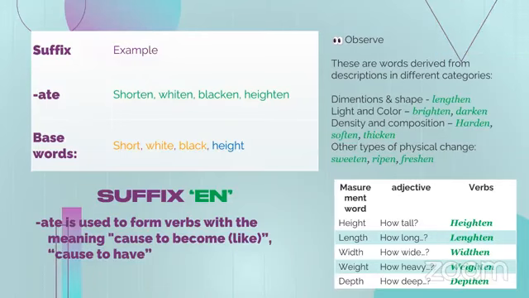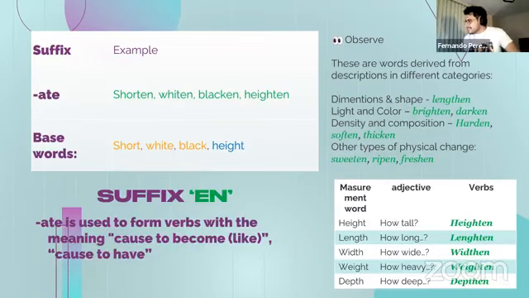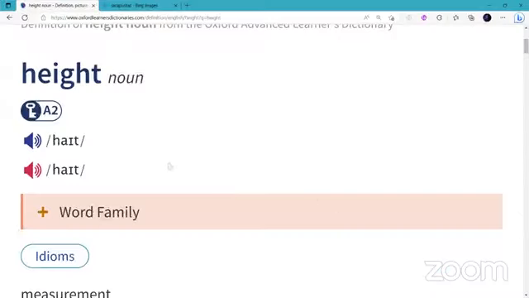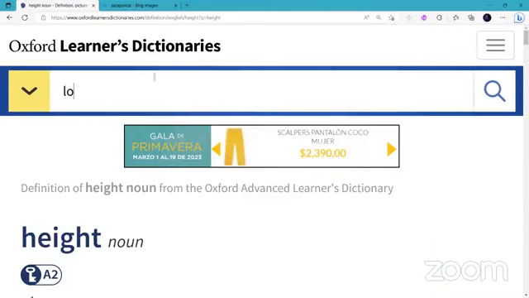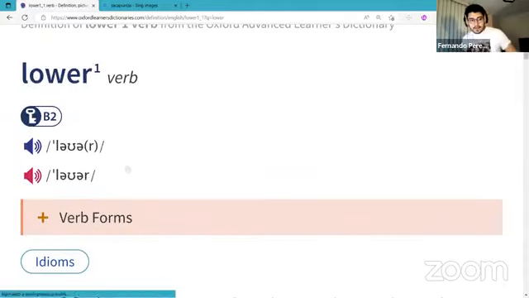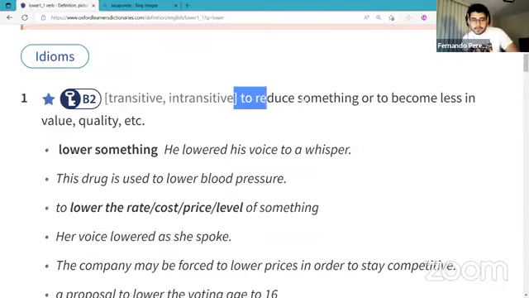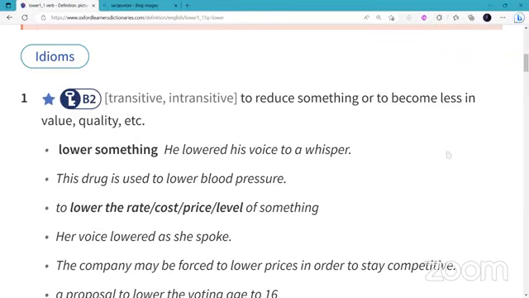To lower. Lower it. That's the contrary. Or lessen. Lessen is another. Lower as a verb means to reduce something or to become less in value or quality. Usually for volume, they say lower your voice in a hospital. Yes. That's another example.